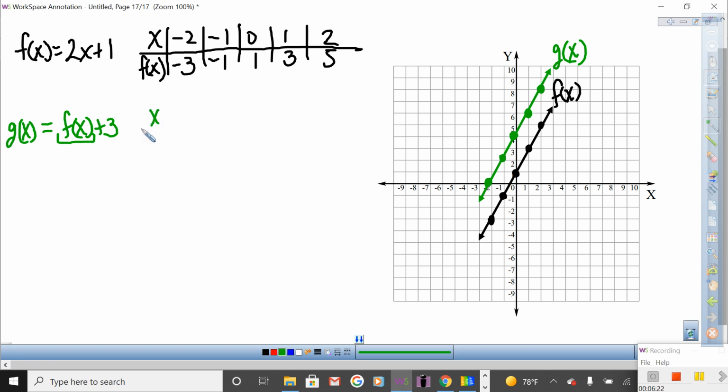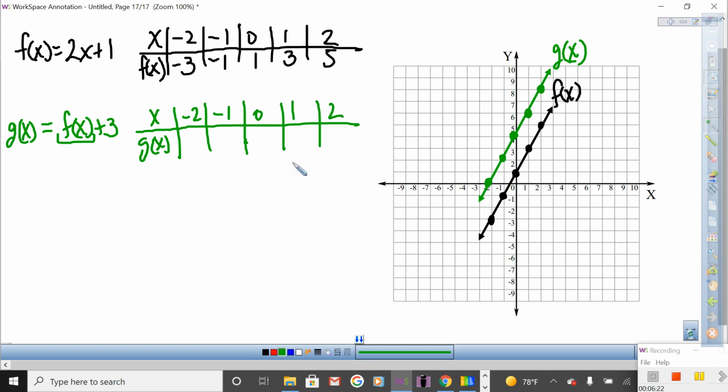And that table should look something like this. And let's see, -2, what is the y value? 0. -1, here's my point at -1, what is the y value? 2. 0, what is the y value? 4. 1, what is the y value at that point? 6, and the other one, 8.